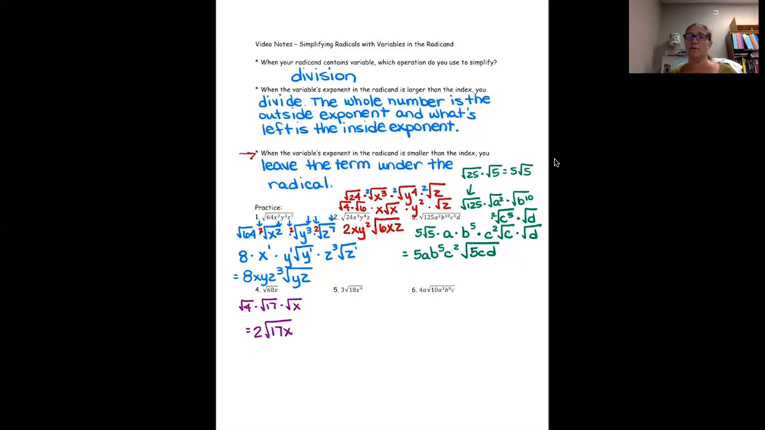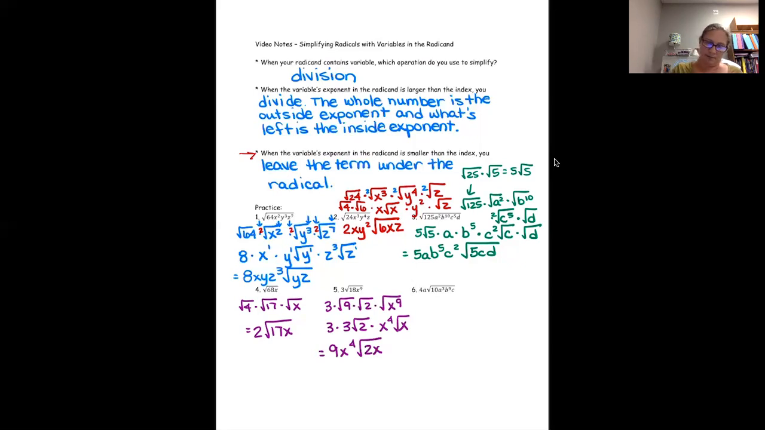Problems 5 and 6 have coefficients out front. All you do is multiply at the end. Treat it as an outside term. So 3 times square root of 9 times square root of 2 times square root of x to the 9th. 3 times 3 square root of 2 times x to the 4th square root x is 9x to the 4th square root 2x.